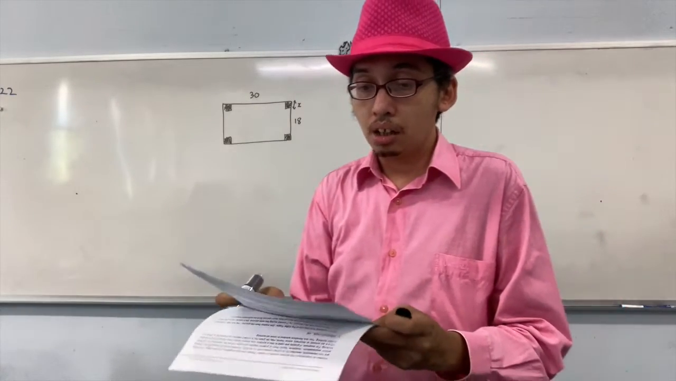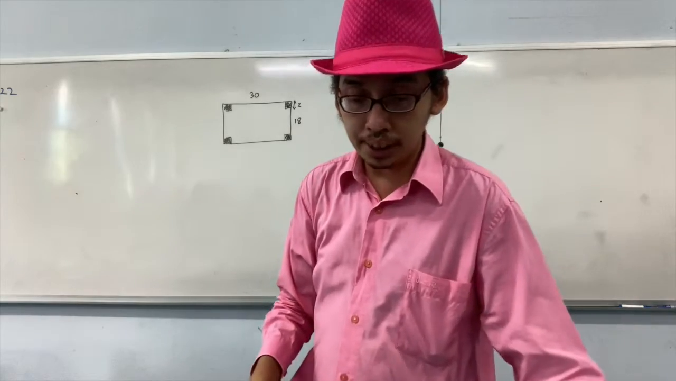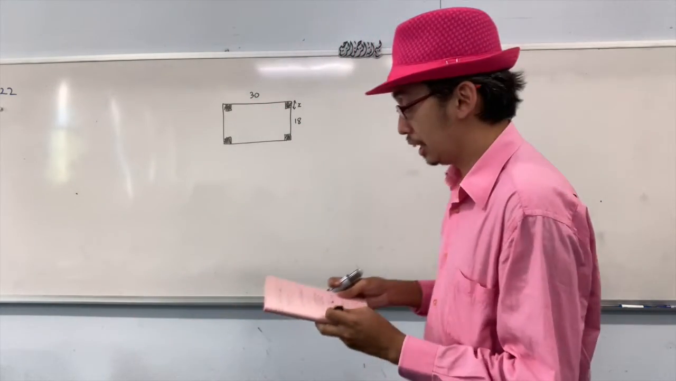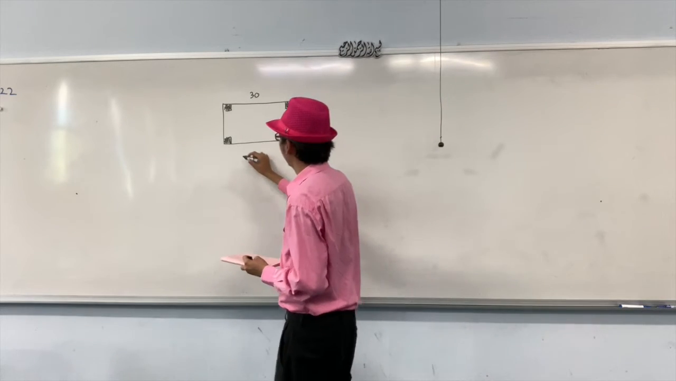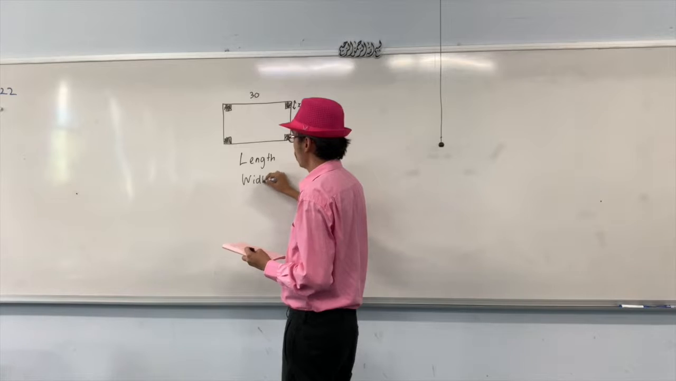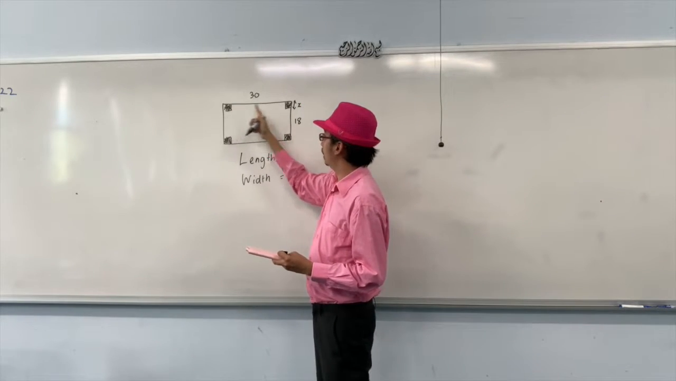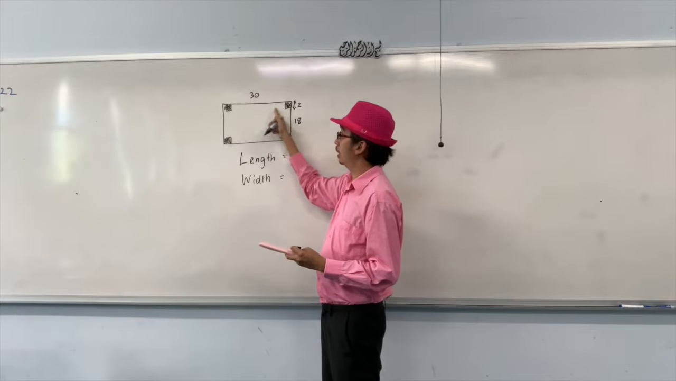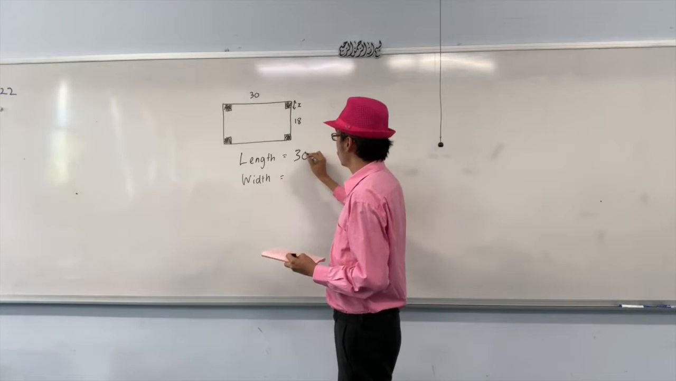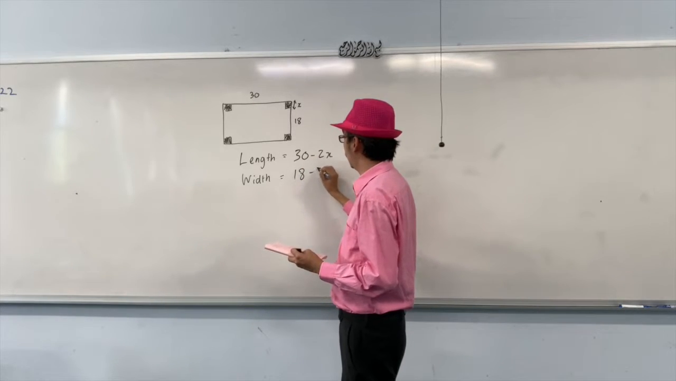First question: write down in terms of x expressions for the length and width of the box. It's rather straightforward. For the length, if you cut off this part on both sides, you're left with 30 minus 2x. For the width, likewise, it will be 18 minus 2x.